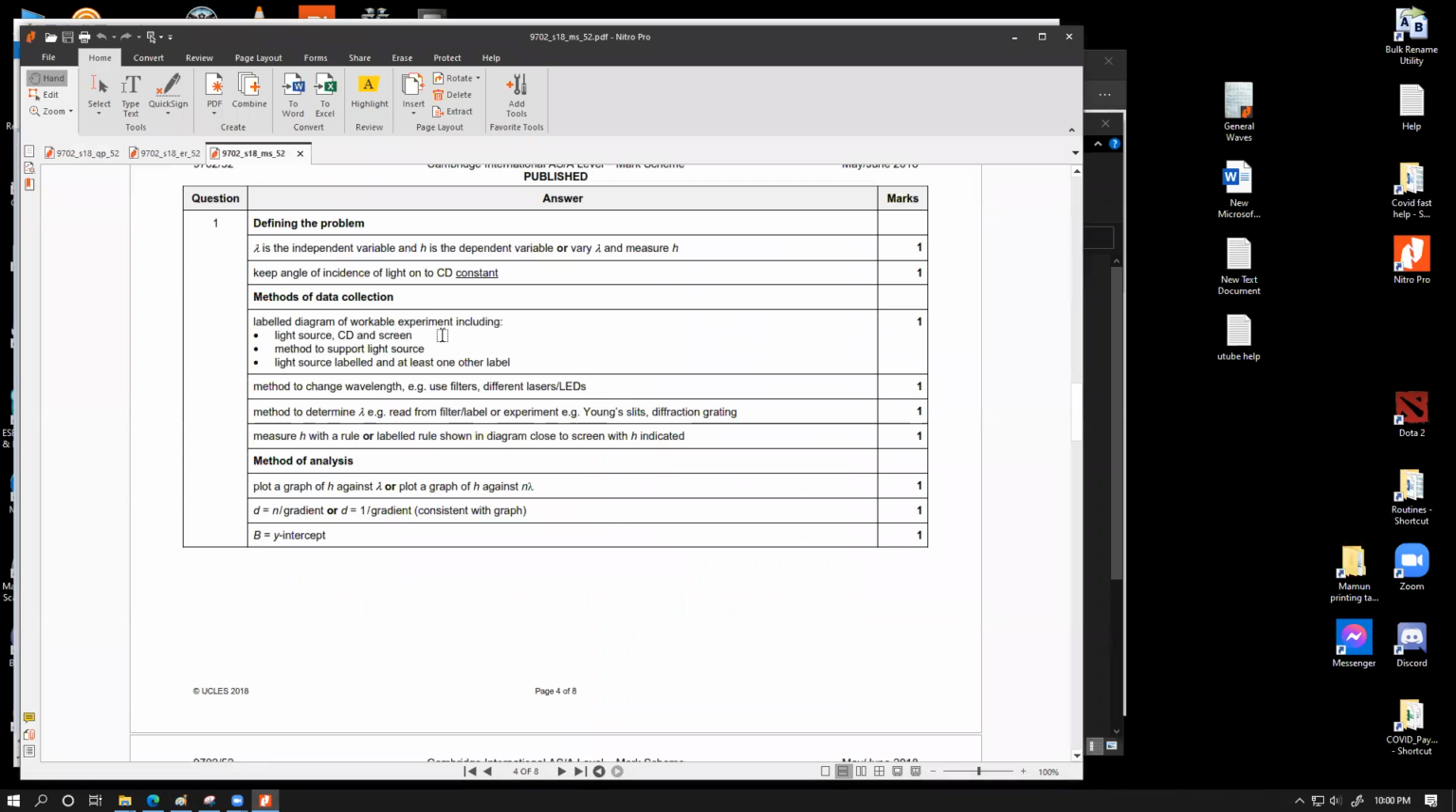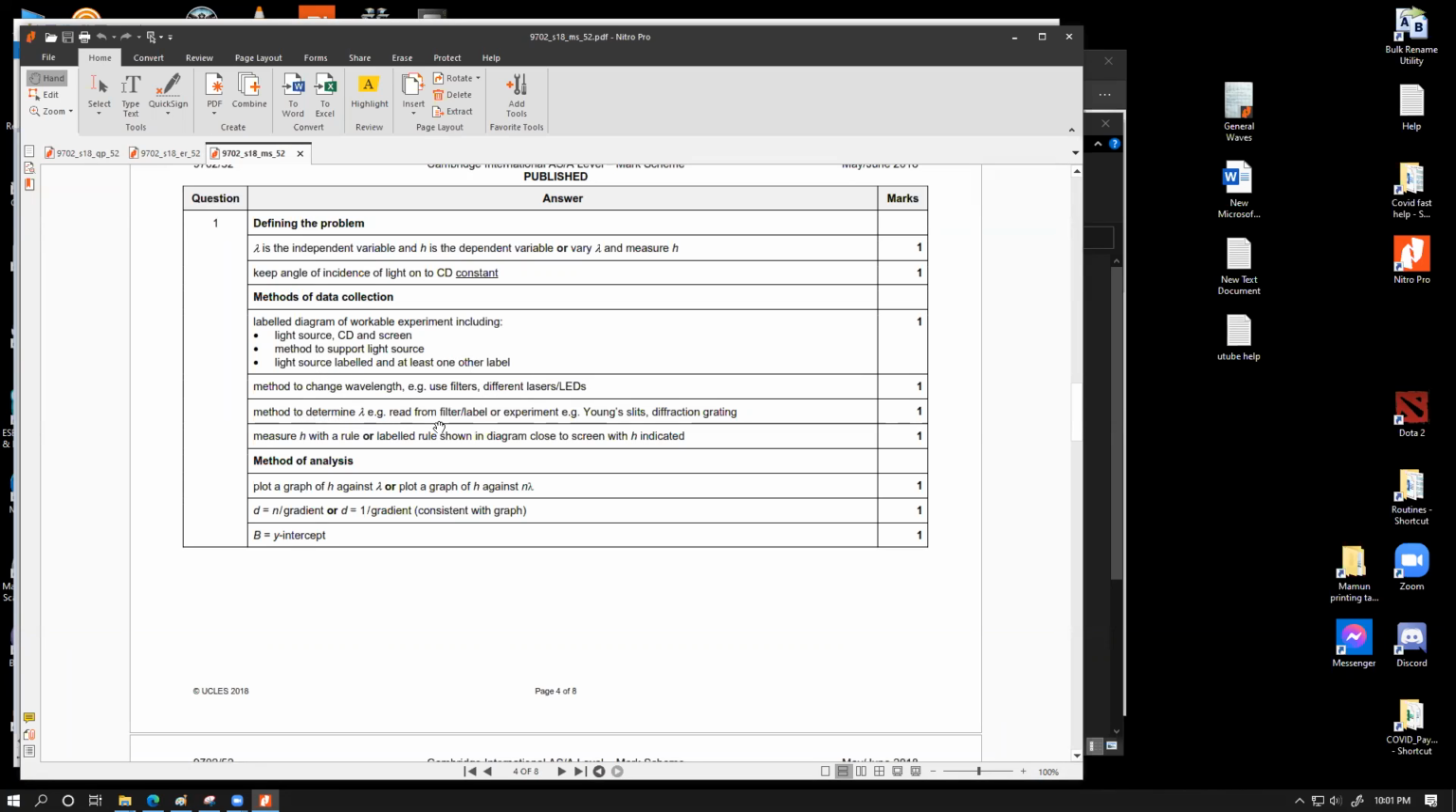Label diagram of workable experiment including light source, CD and screen, method to support the light source labeled, and at least one other label. Method to support the light source, okay, stand clamp, light source, CD and screen, okay, the same thing that you have, light source labeled and at least one other label. So light source labeled and at least one other label means either the stand clamp or the set square, any one label must be there. Method to change the wavelength: use filters or different lasers or LEDs, okay.